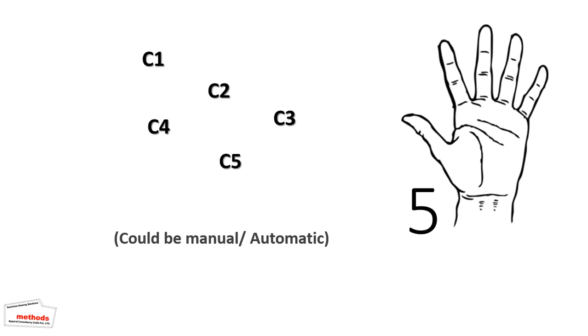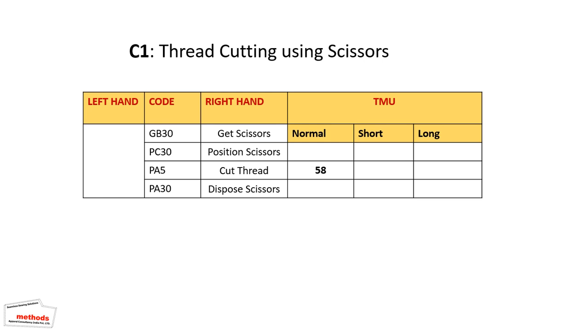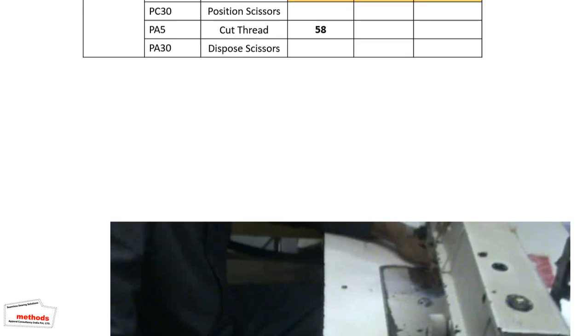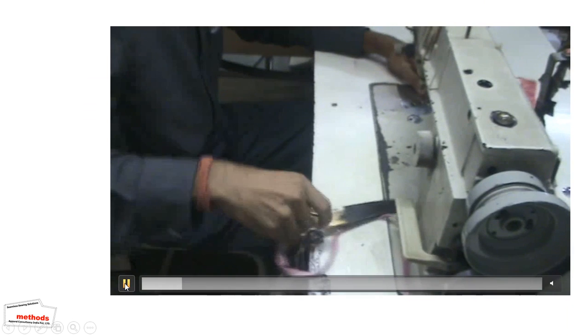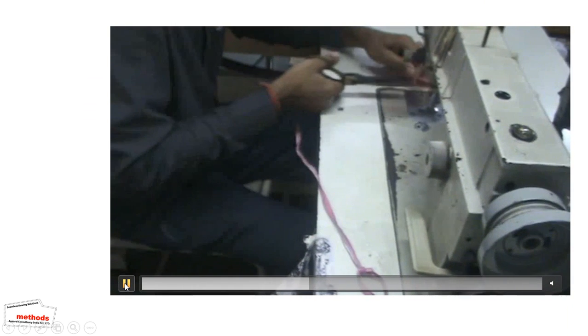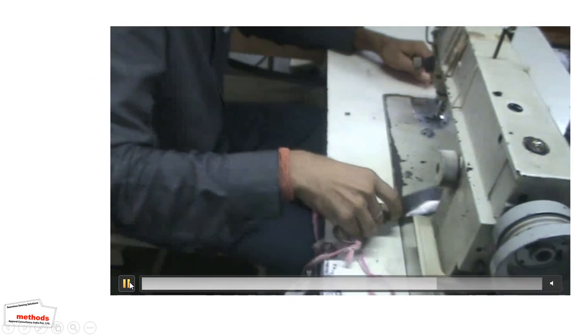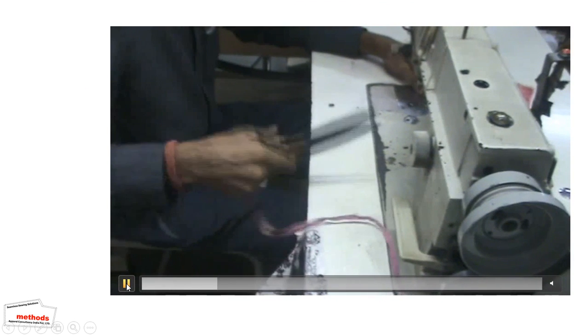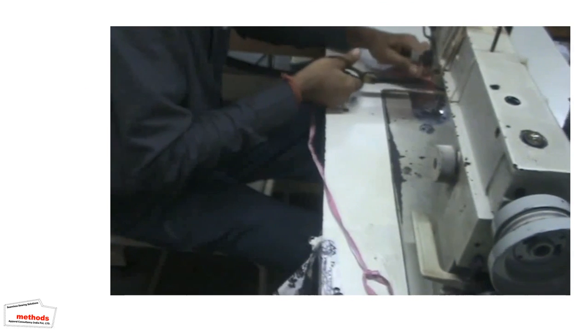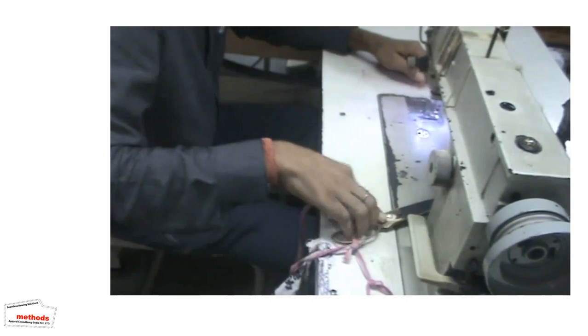The first code is C1 and describes the motion of cutting the thread manually with the use of scissors kept on the right hand side of the operator. This is the motion of cutting using scissors: getting the scissors, positioning them, cutting and then keeping the scissors back. Let us see it again: getting the scissors, positioning them, cutting and then keeping them back.